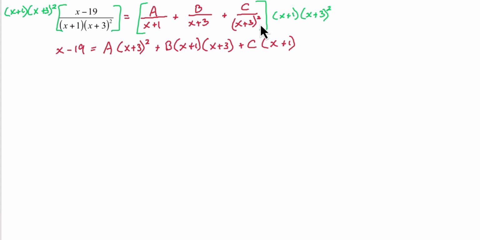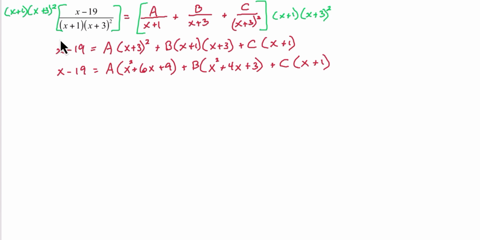From here, we'll go through and distribute a little bit to clean up those parentheses. We have A times x squared plus 6x plus 9 plus B times x squared plus 4x plus 3. And then the C part we'll just leave as it is for now. At this point, we could jump straight to the system of equations, but I'm going to show you every single step. Again, it gets a little tedious, but I want you to see where everything's coming from.